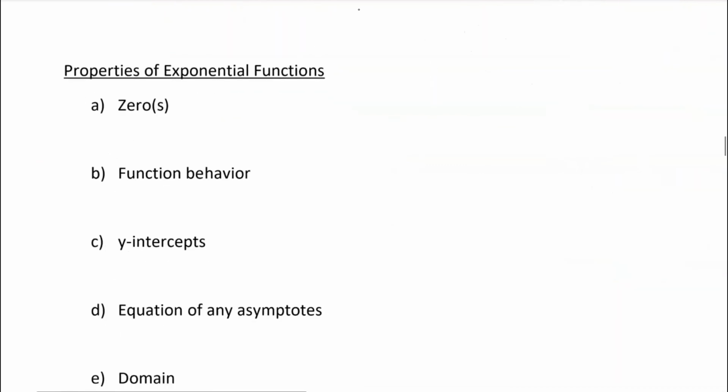Which brings us to now the properties of exponential functions. So from what you have seen so far, hopefully you can figure out that there are no zeros in this case. So there are no x-intercepts. So zeros again are x-intercepts, which means that there are none.